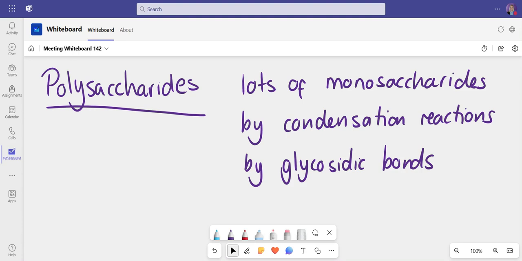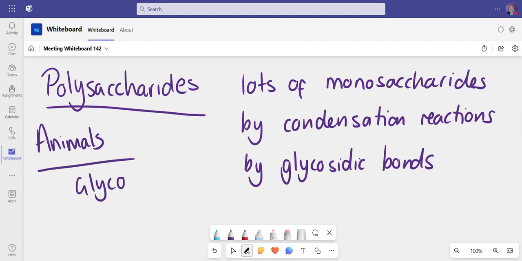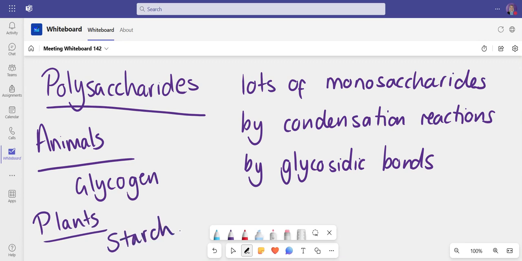Okay, now there's lots of different polysaccharides, and some of them are only in plants and some of them are only in animals. So we look at animals first because people are animals. So the way we store our glucose is a molecule called glycogen. And the way plants store their glucose is in a polysaccharide called starch. And we'll have a look at starch in a minute. So these are both ways of storing glucose.